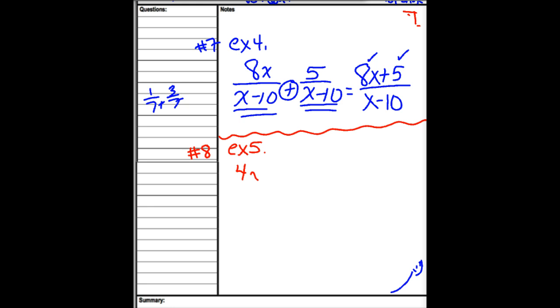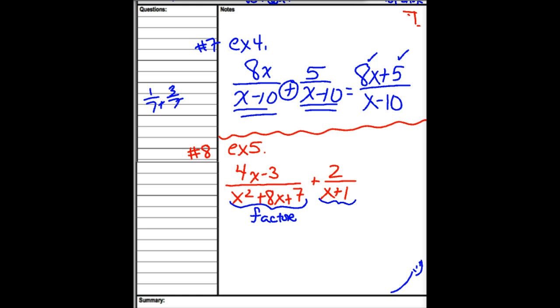So I'm going to do 4x minus 3 over x squared plus 8x plus 7 plus 2 over x plus 1. First thing I do is my eyes go right to the bottom of the fractions and I notice that they're different. I know I'm in search of an LCD. I need to look for factors so my LCD can contain all the factors. So I have to factor this one. This one's done.